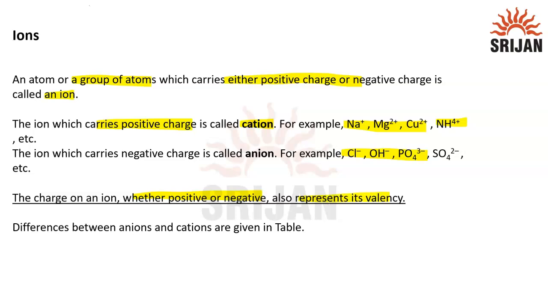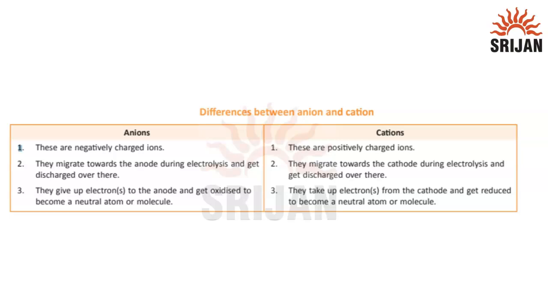Now the differences between anion and cation. First of all, anion is negatively charged, cation is positively charged. Anions migrate towards the anode during electrolysis and get discharged over there, whereas cations migrate towards the cathode and get discharged over there. Anions give up electrons, as they have excess electrons because they are negatively charged.